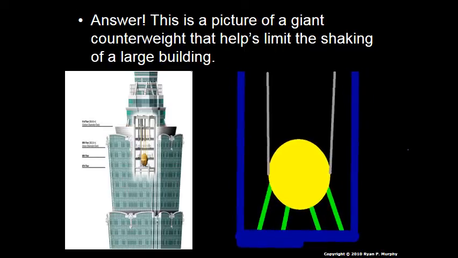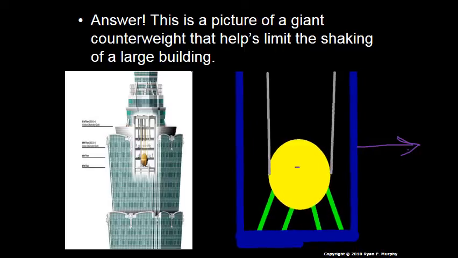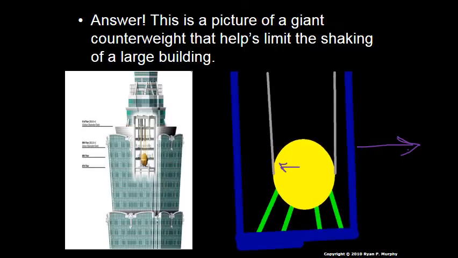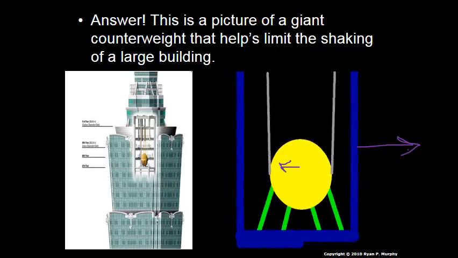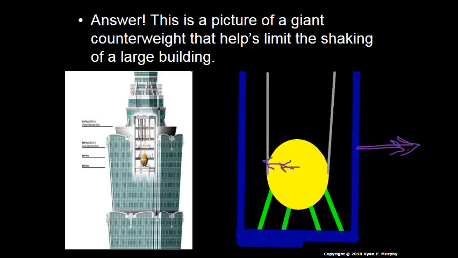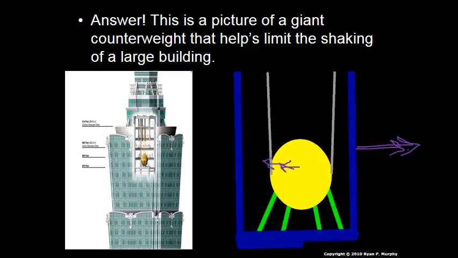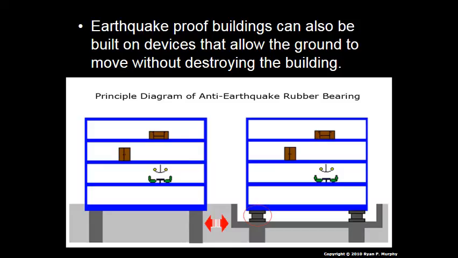But basically, when the building moves that way, the ball counteracts that by staying where it is, but you can think of it as moving the other way. When the weight of the building wants to move that way, you have this huge weight counteracting that and moving in the opposite direction. This is a pretty amazing way of making sure that a tall building doesn't fall down in an earthquake.